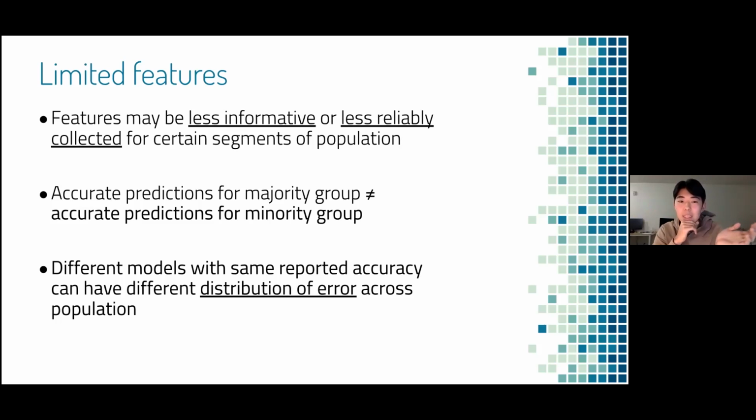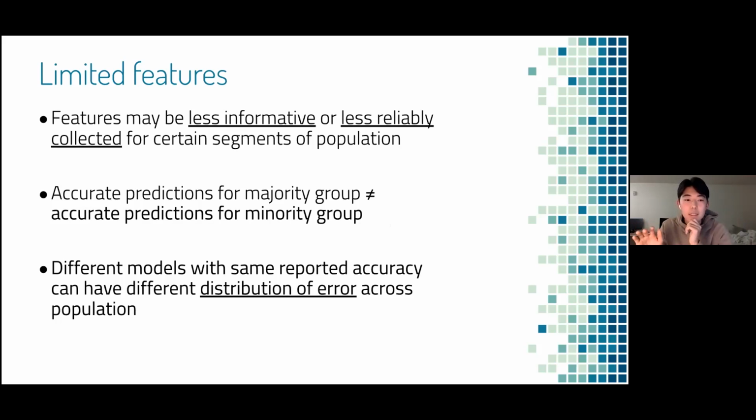So in that case, we can see that the features that we collect in the affluent area versus the less affluent area are going to be different in their quality. Features collected in the less affluent area might be less informative or less reliably collected based on the situation. And then accurate predictions for our majority group might not be the same as accurate predictions for our minority group. They won't coexist.